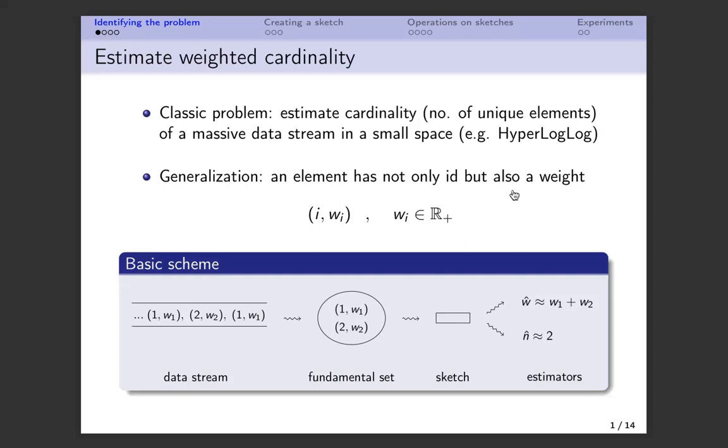The basic scheme for this type of algorithm is as follows. First, we use a hash function to get rid of duplicates present in a stream and deal only with the fundamental set. Then we summarize the information about the fundamental set in a memory-efficient data sketch. Finally, by using the data sketch, we can get estimates for the number of unique elements or the sum of weights of unique elements.